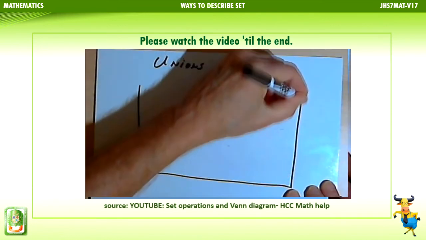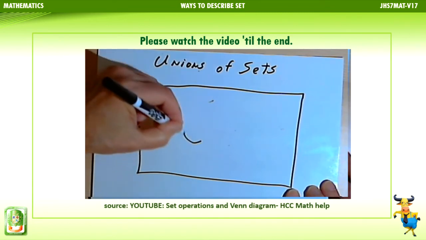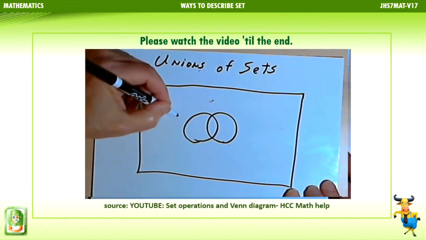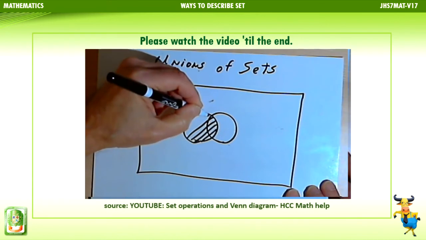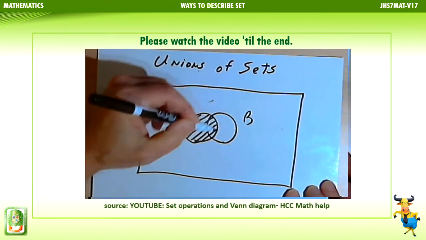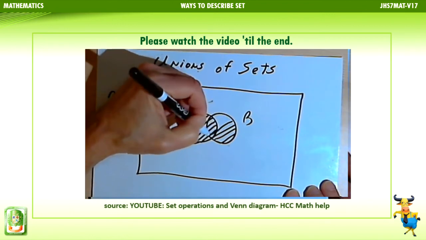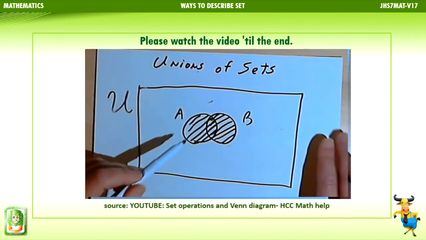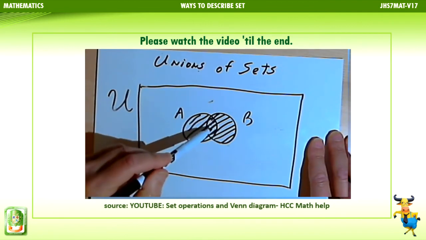So once again, I've got this rectangle, which stands for my universe, and I'll draw two overlapping circles, and I want everything that's in set A, so I'll shade in that circle that's for set A. And I also want all the things that are in set B, so I'll shade in set B. So what I've got is everything in set A, everything in set B, that includes the area where they overlap.